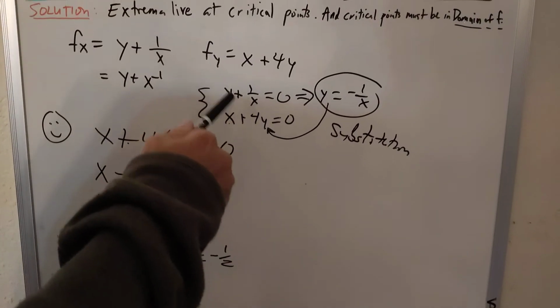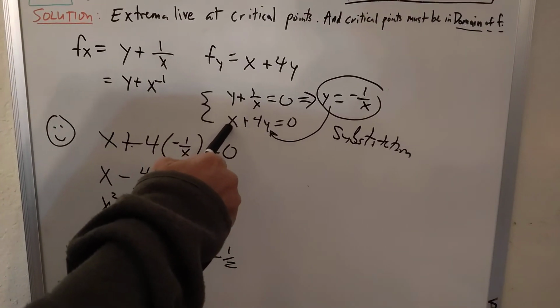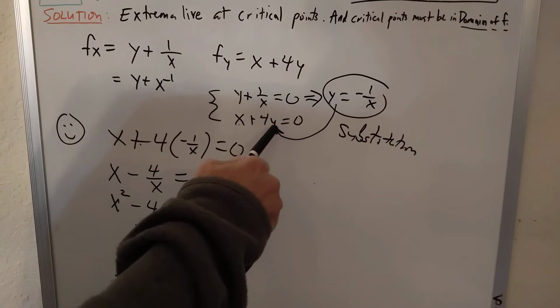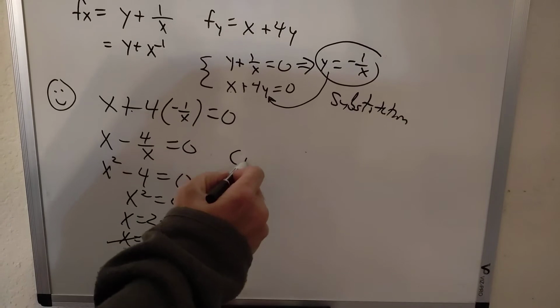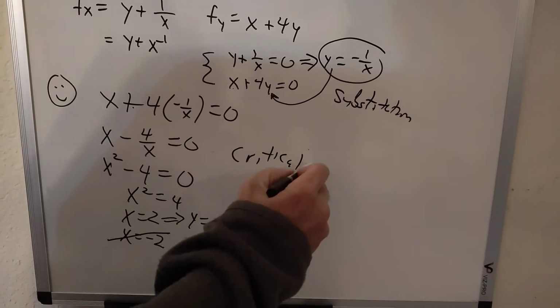And I would get the same answer if I plugged in x equals 2 here, for example. 2 plus 4y equals 0, 4y equals negative 2, y equals negative a half. So same, it doesn't matter which equation. So let me write this critical point because this is key.